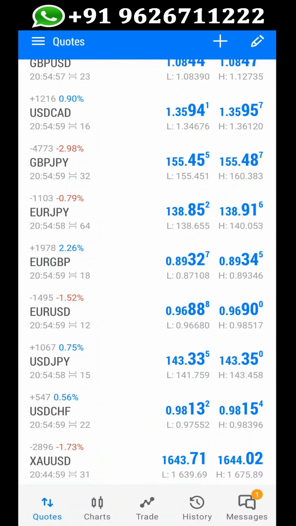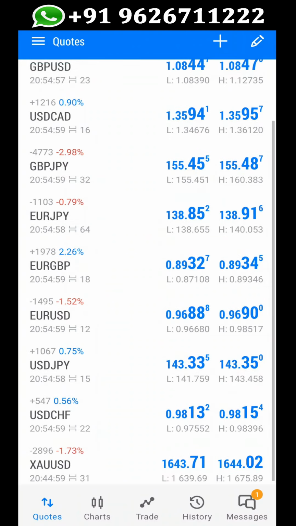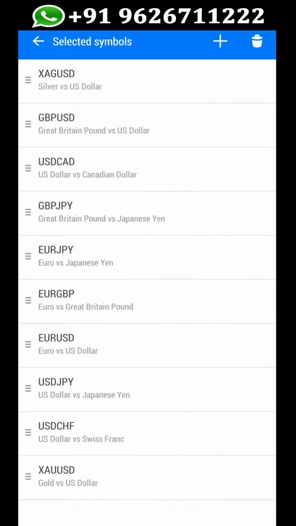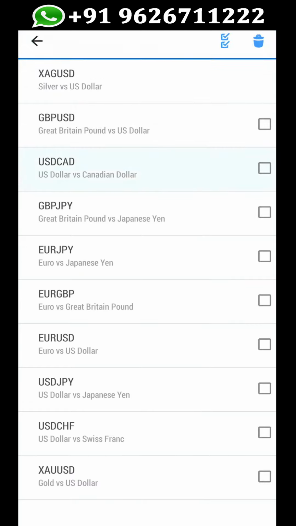So it has also appeared. Now all my favorite pairs are added into my watch list, but some unwanted trading pairs are displayed in this watch list. So I want to remove some unwanted trading pairs. Next we will see how to remove unwanted trading pairs from the quotes watch list. Tap on the pencil icon in the top right side corner and again tap on the trash icon in the top right side corner. Next, select the pairs you want to remove from the watch list.